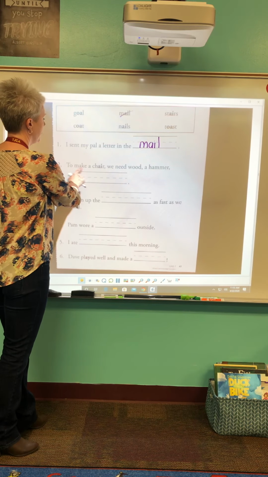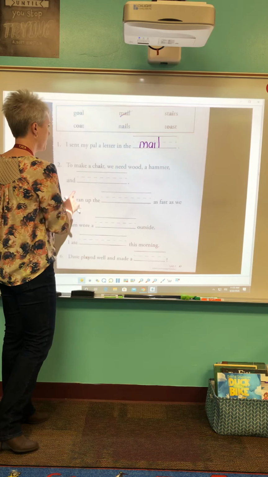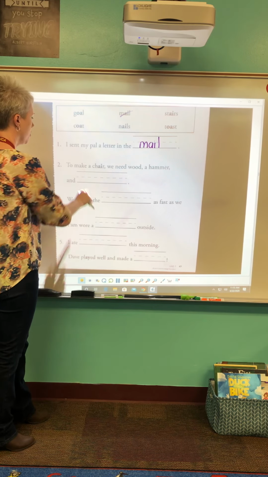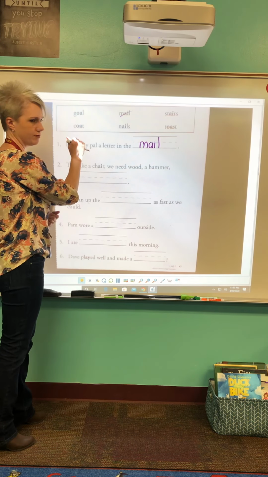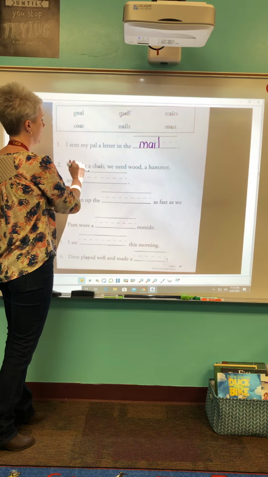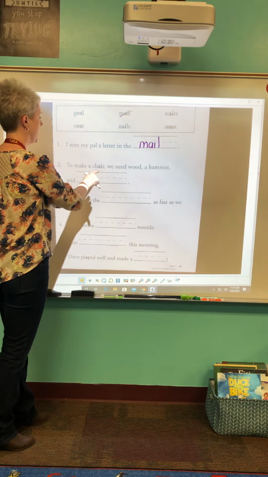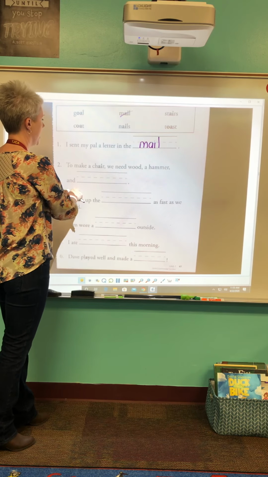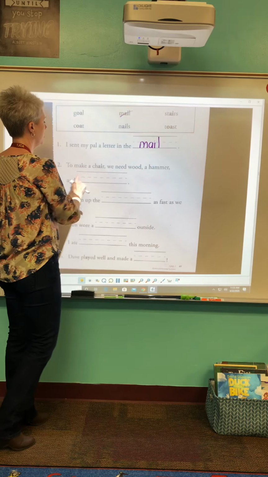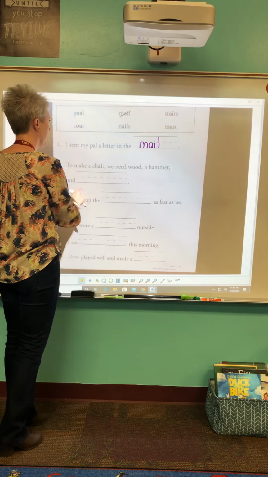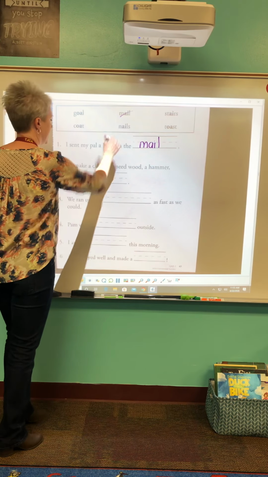Number 2, to make a chair, we need wood, a hammer, and blank. To make a chair, we need wood, a hammer, and gold. To make a chair, we need wood, a hammer, and coat. I don't think so. To make a chair, we need wood, a hammer, and nails. I think that would work. To make a chair, we need wood, a hammer, and nails.